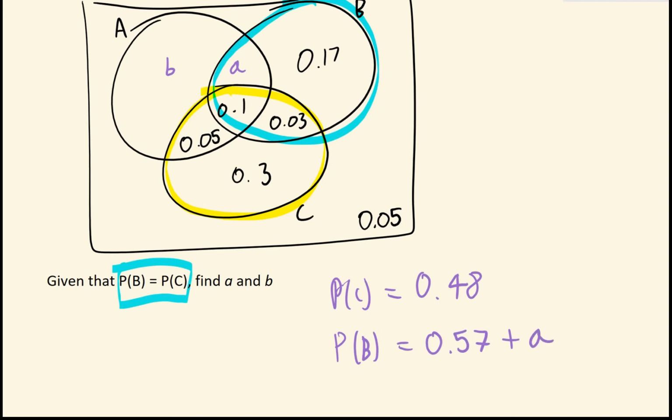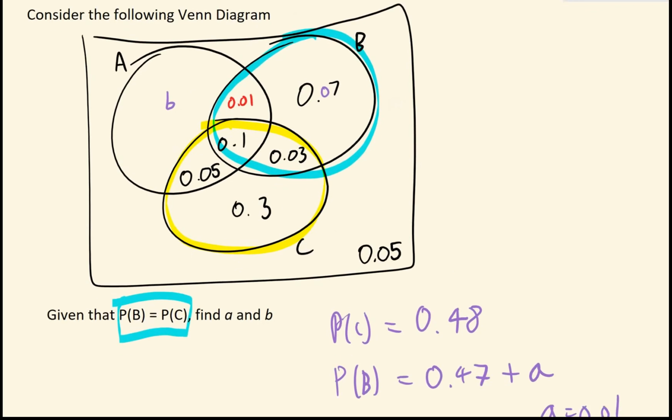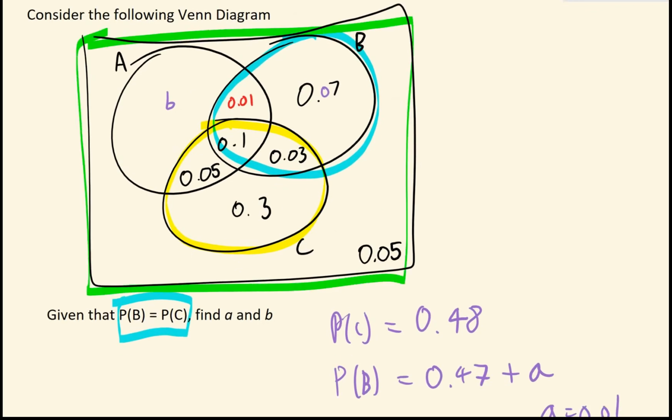0.57 plus A. So this question I've slightly messed up because A is going to be negative, but you get the gist. If I just cheat and say this is 0.07, then we're back on track. So here A would be 0.01. Then we can work out B. I'm not going to. You can work out B because you know that all the probabilities in this entire Venn diagram must add up to 1. So you add up everything you've got so far, and then take it away from 1, and you'll be left with the probability of B.